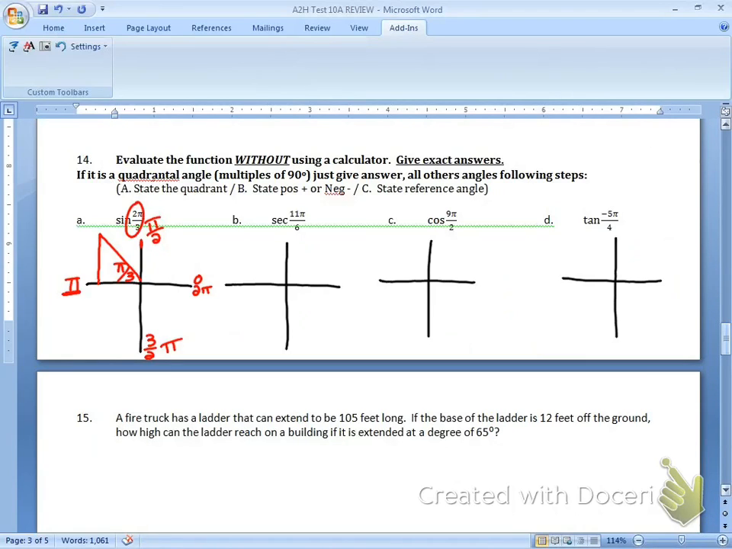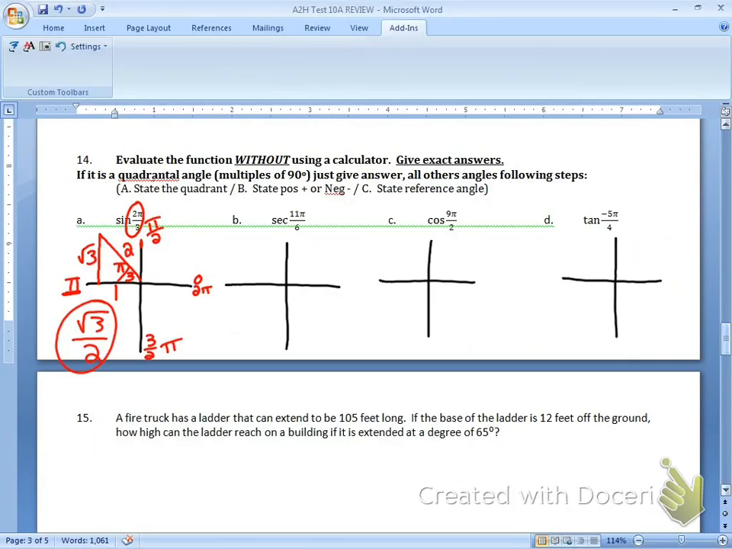Pi over 3 is just the same thing as 60 degrees. So across from the pi over 3 would be the root 3, and we have 1 and 2. We want the sine of this, so the sine is going to be root 3 over 2. And is it positive or negative? All students. It's a sine, so it is positive there in the second quadrant.